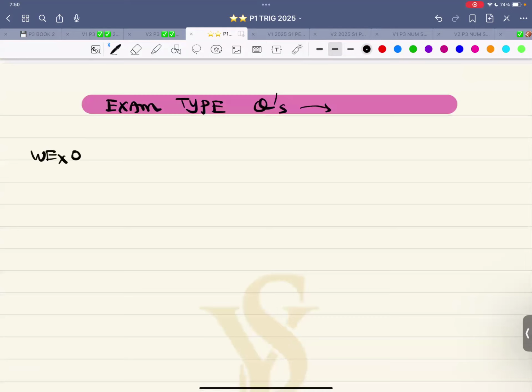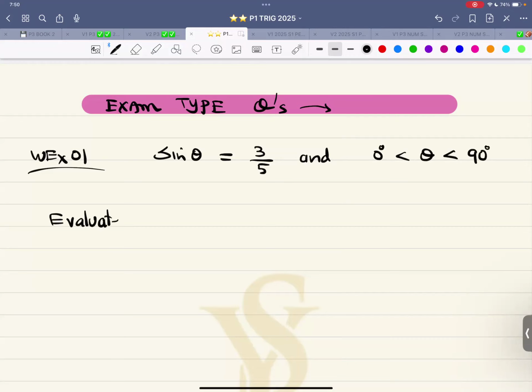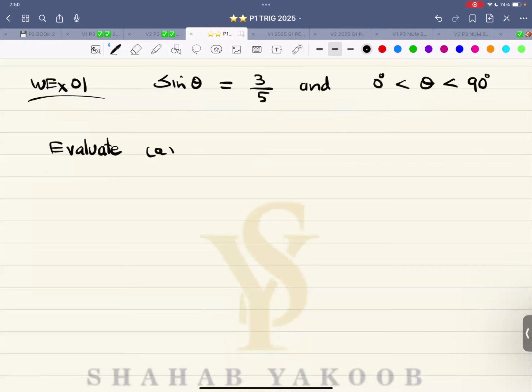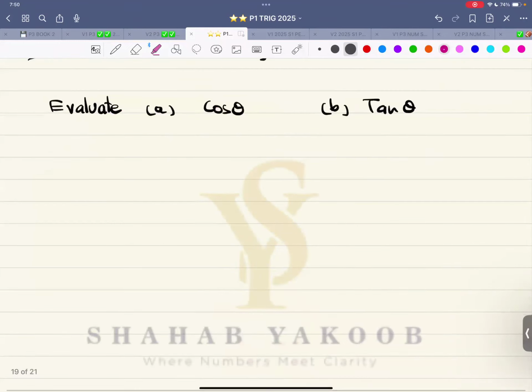Worked example 1. Sine theta is given as 3/5 and theta is acute. Evaluate the following. Part A, cosine theta. Part B, tangent theta. I'll just stick to these basic things initially. Let me draw a triangle. So this is a right angle triangle that you have to draw. No scale diagram, nothing like that.